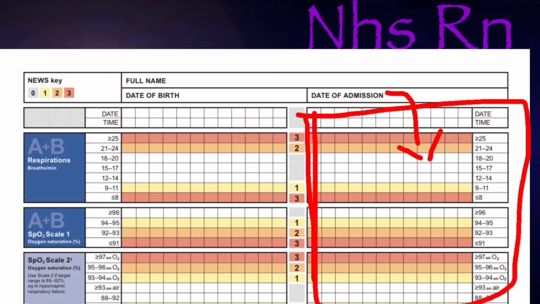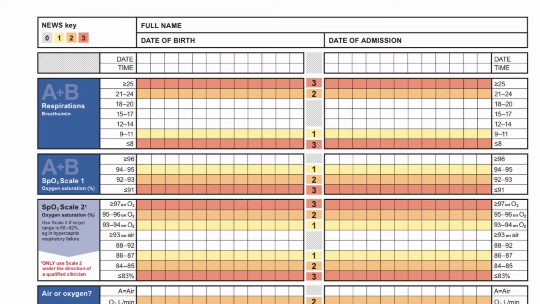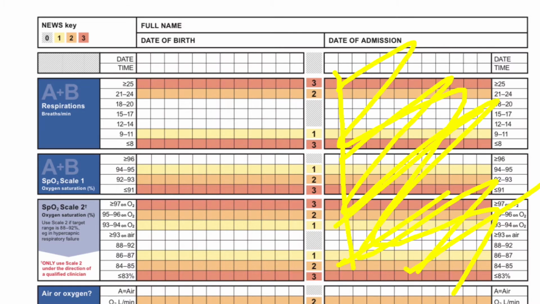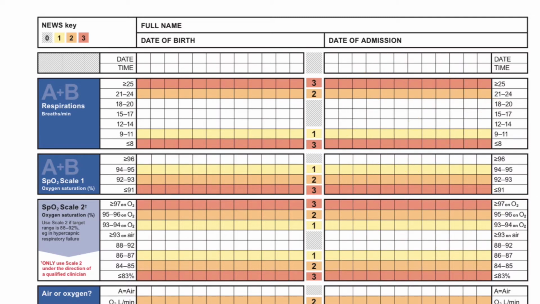You can see the same thing under the date of admission. Under the date of admission, it is the same thing, for the next day or the same day you can do the assessment. So don't get confused. It's altogether 24 columns, I think, so 24 times you can do the observation on the same paper. Okay, so don't get confused by this bit.